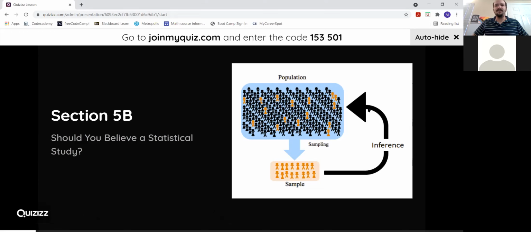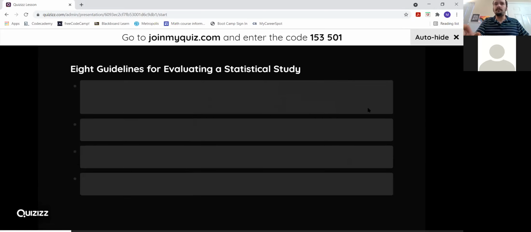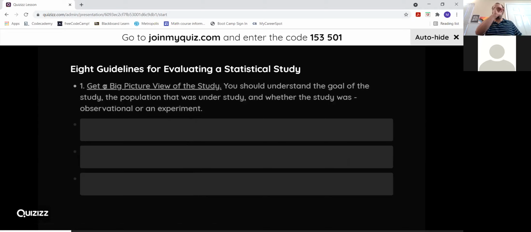Are y'all ready to start 5B? I feel like this one went fairly quick. In this section, they give you 8 guidelines for evaluating a statistical study. Let's go through them right quick. Get a big picture view of the study. You should understand the goal of the study, the population that was under study, and whether the study was observational or an experiment.